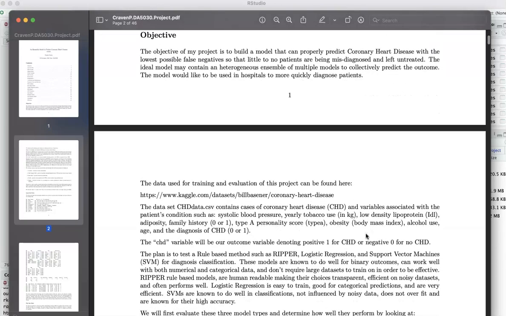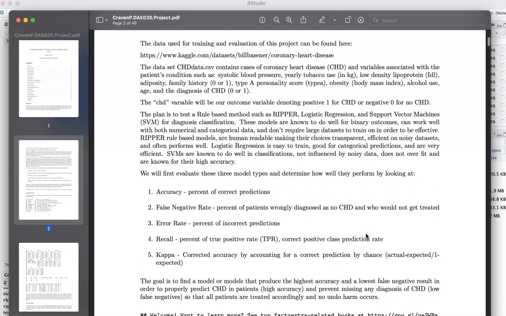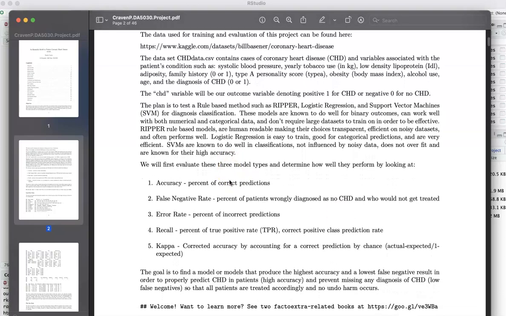So the objective of my model is to create a predictor which can accurately predict coronary heart disease with as few false negatives as possible. The data set was obtained from Kaggle. It has 462 observations and 10 variables. Some of them are listed here. Our outcome variable will be CHD.